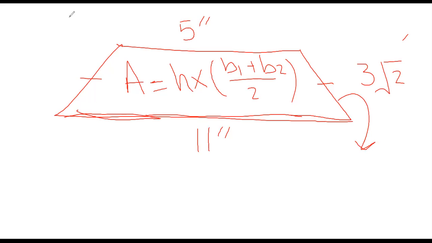So what you will have to do, I have written the formula. You will have to put in the values and you will get the answer, I'm sure. Please do it if you can solve this one. Okay, so that's 5 plus 11, with the height being 3 root 2.